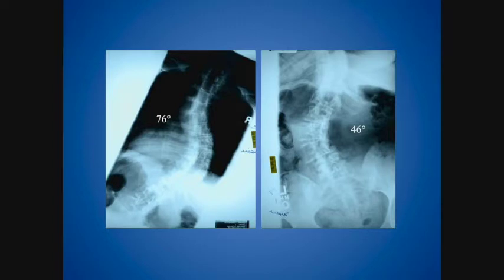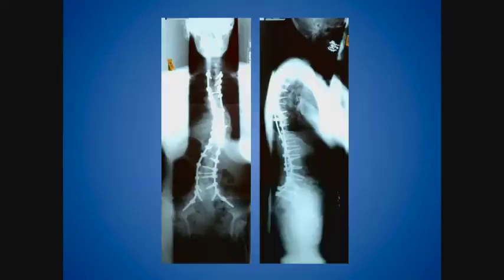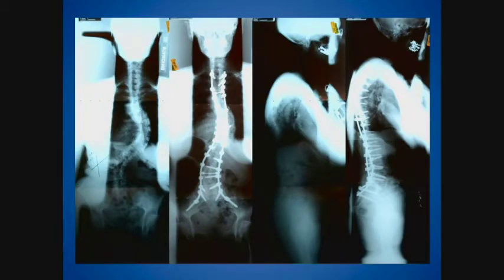So here are her bending x-rays. She was very stiff, and so here's the curve that we did, right? We had to fuse the whole curve. And again, the most important thing is her balance, making sure that her head is above her pelvis when you look at it from the front and from the side.